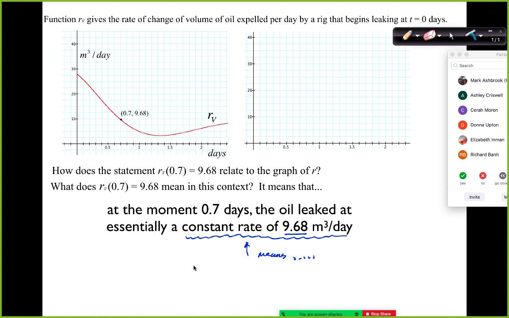Okay, and that's true. That's what this says. And I'm asking, what does that mean, right? So what does it mean that we have this constant rate of 9.68 meters cubed per day? That oil's leaving? Anybody remember? Today's the day we're going to learn it. Everybody's going to learn it, and we're never going to forget it.